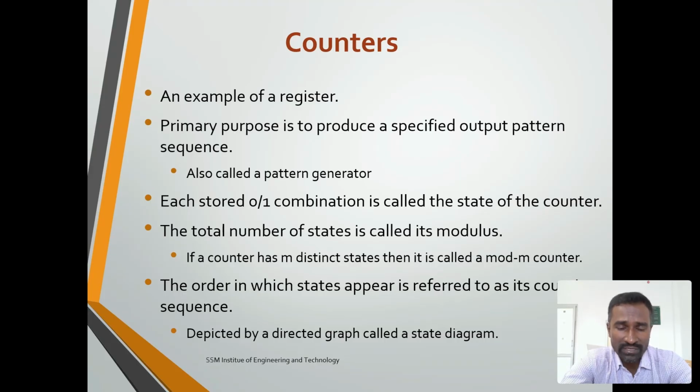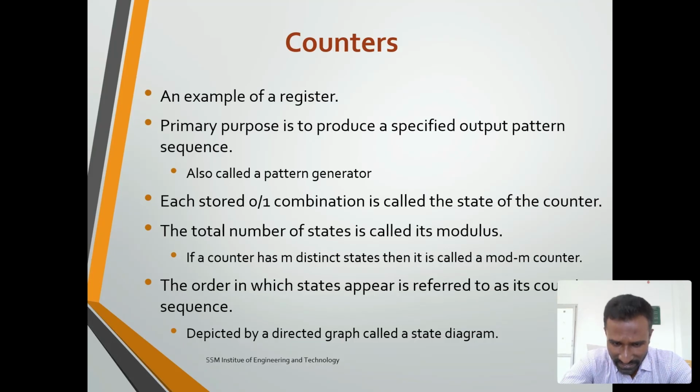The counter is counting the process. So the primary purpose is to produce a specified output pattern sequence. This is called a pattern generator, and it can store a 0 or 1 combination. The counter stores that because again we are using the flip flop here only.